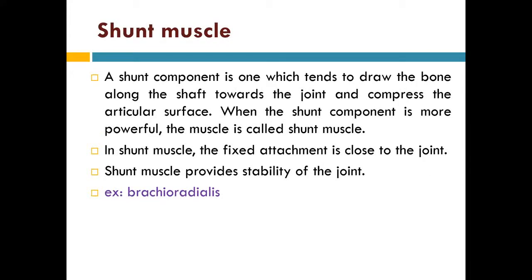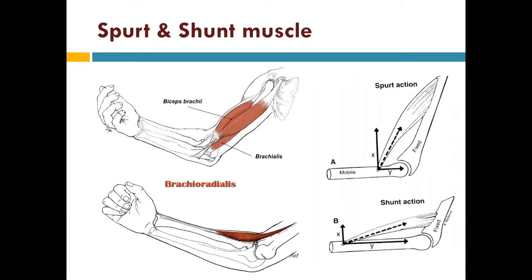And then the shunt muscle. What is a shunt muscle? A shunt component is one which tends to draw the bones along the shaft towards the joint and compress the articular surface. When the shunt component is more powerful, the muscle is called the shunt muscle. In a shunt muscle, the fixed attachment is close to the joint. A shunt muscle provides stability of the joint rather than the movements. For example, brachioradialis. Let's see a diagram.